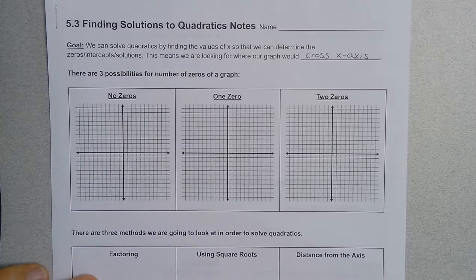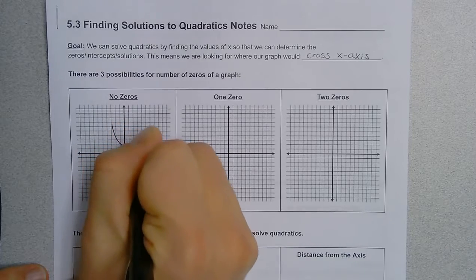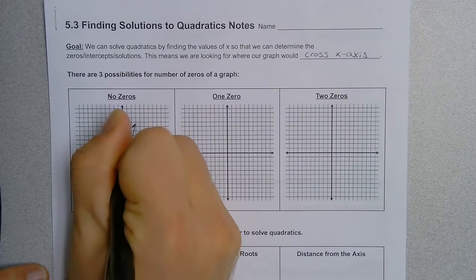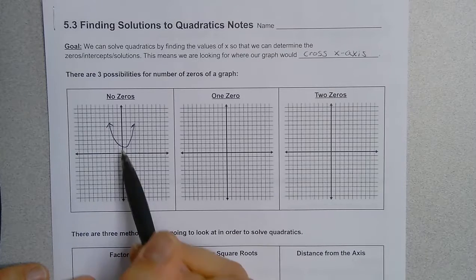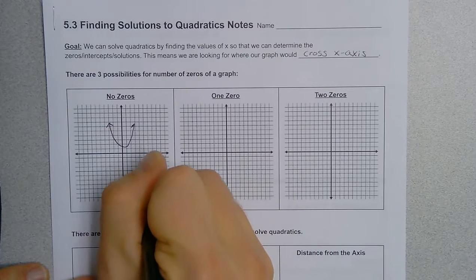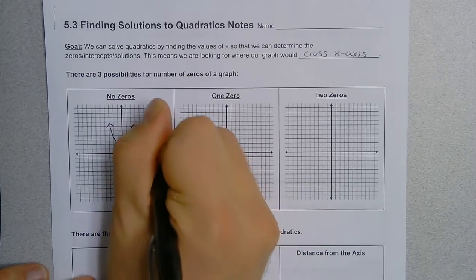First, you could have no zeros. So we could have a graph, and I'm going to draw one here. So there's a parabola that does not touch the x-axis. So it's going to have no zeros. We could have one down here too, or over here.